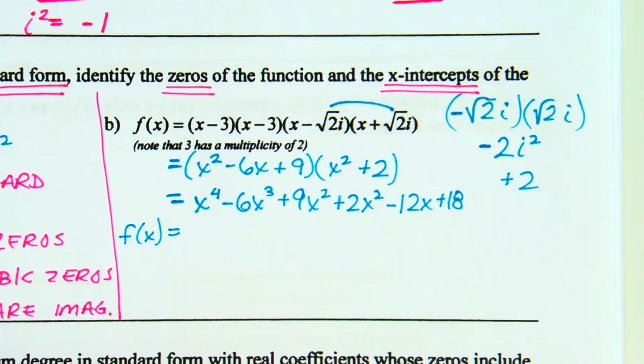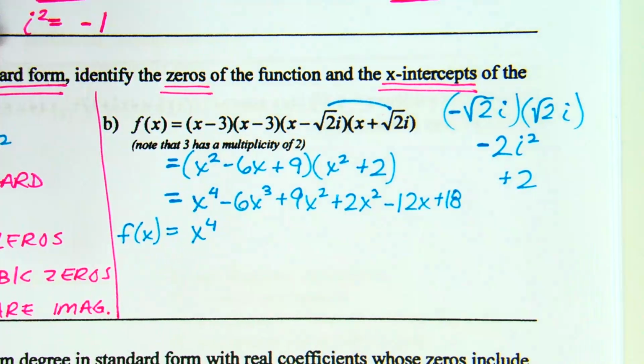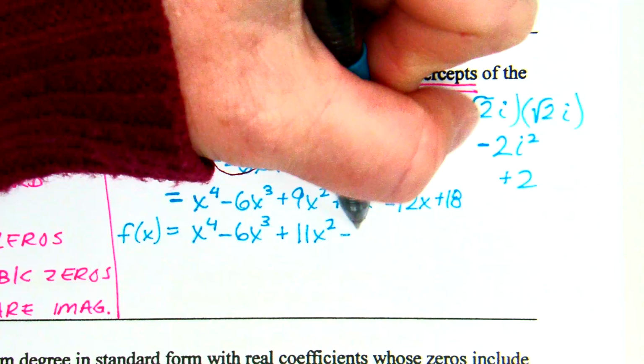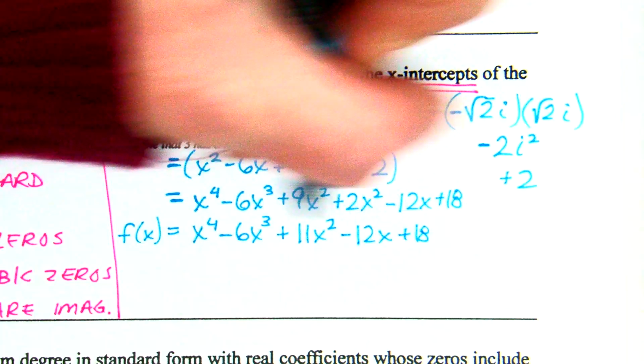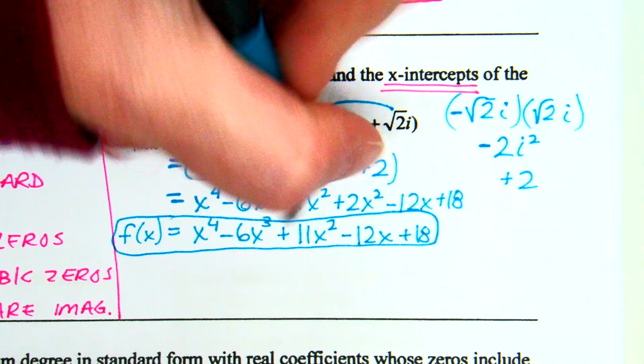Final step is to clean it up. I see x to the 4th, still minus 6x cubed, plus 11x squared, minus 12x plus 18. That is my standard form.